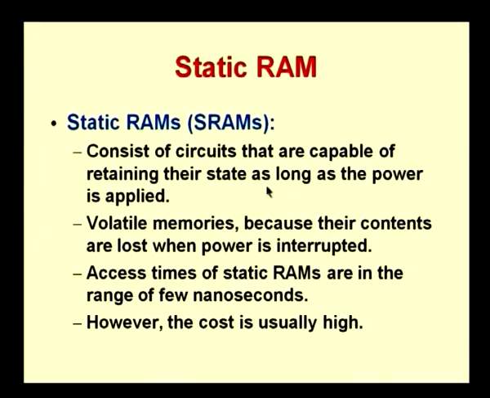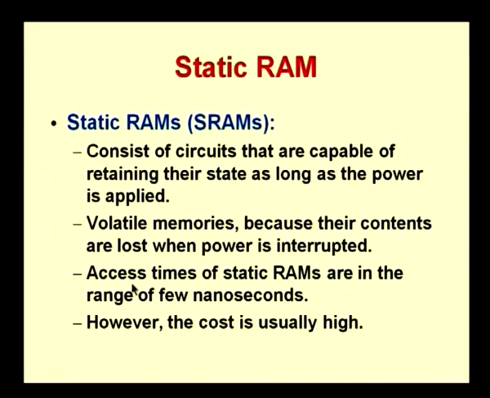So when power is on, whatever data you have stored there will be there as long as power is there. The moment you switch off power, you will lose the data. So we refer to these as volatile memories. Now you can see that the structure of the cell that we looked at is a very simple structure. Because of the simple structure, you will also find that the access times are very low.